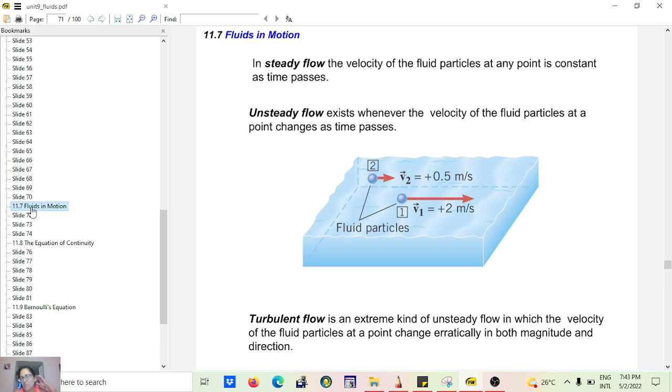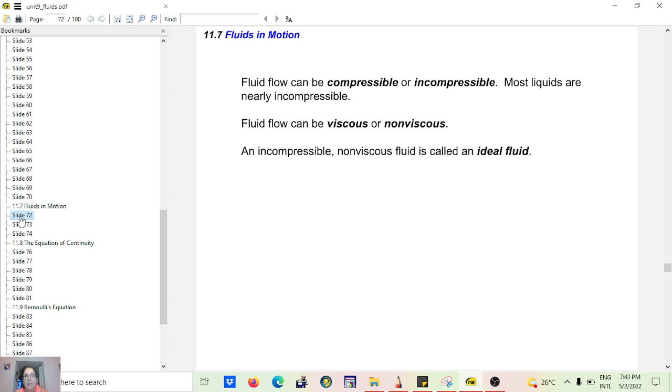Fluid in motion. So we are only considering steady flow. We are not looking at turbulent flow, it's another topic. And we are only looking at incompressible fluid, so it means the density is constant. If it's compressible, that means you can change the density. If you can compress a volume, you are changing it. You are compressing a fluid, you are changing its volume, so you are changing the density.